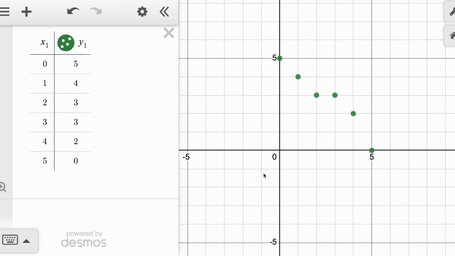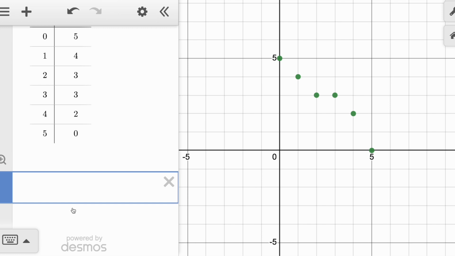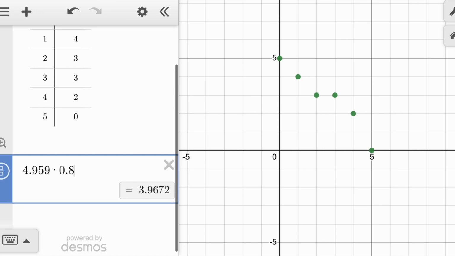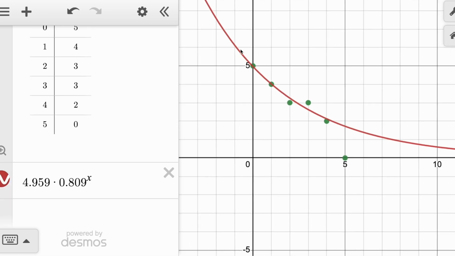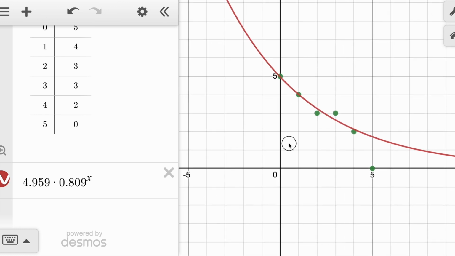This is the base, and that is a constant that's being multiplied out in front of it. Now, if you put that data into Desmos to visualize it, you can compare it to the function that the calculator gave you. It said 4.959 times 0.809 to the X. And as you can see, that curve follows that set of points pretty nicely. That's a really good regression.